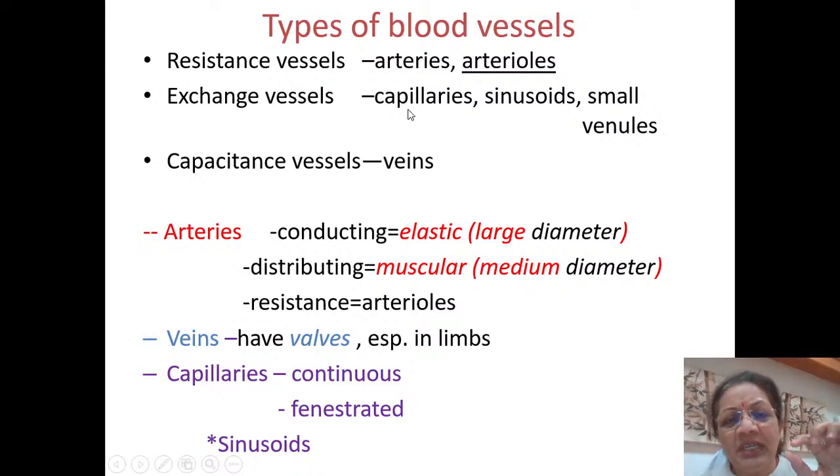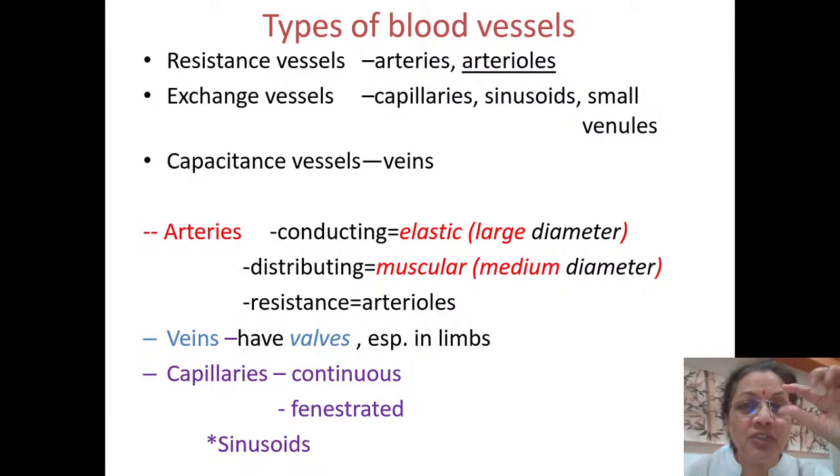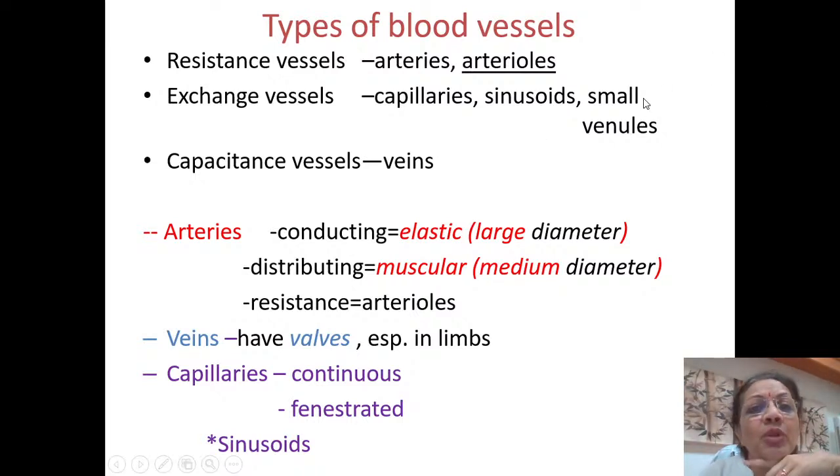Capillaries, which is one type. Sinusoids, which have a wider bore, that means the lumen is larger but the lining is the same, and small venules, all of them behave as exchange vessels. And capacitance vessels are those which have a low pressure and can take large volumes. They can expand and fill up with large volumes of blood, and these are your veins.